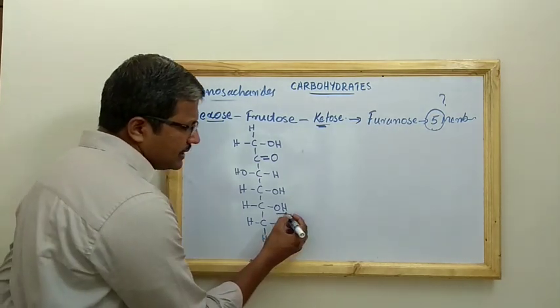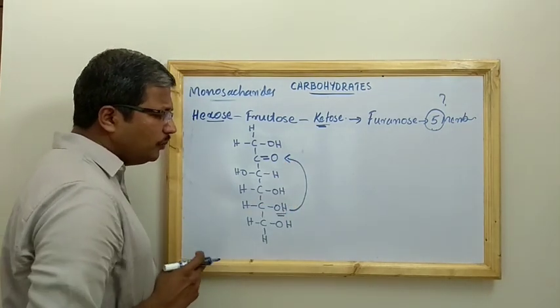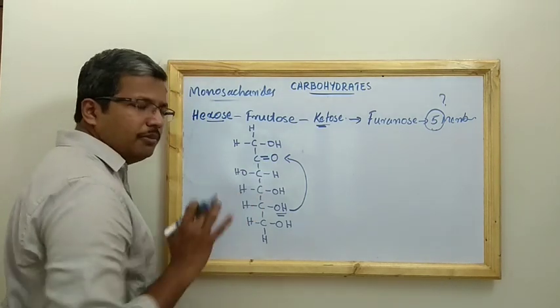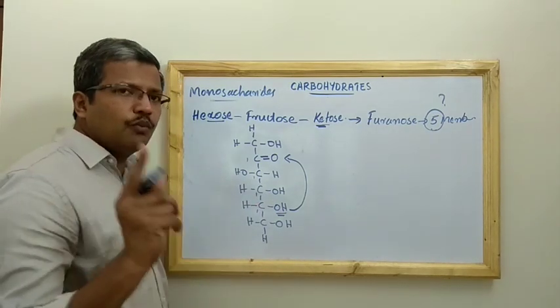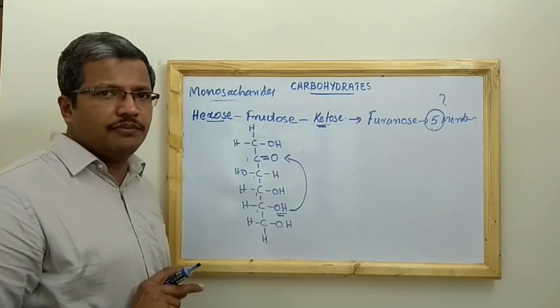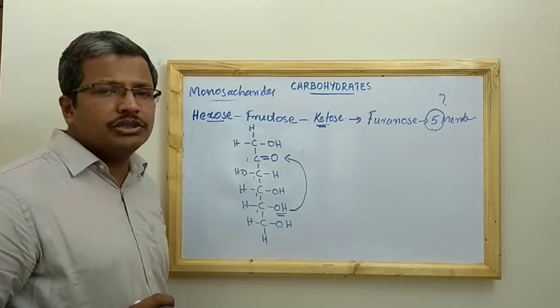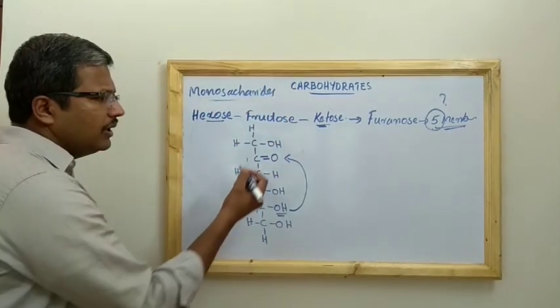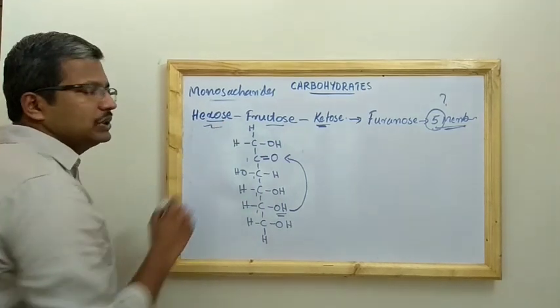We know that the penultimate carbon hydroxyl group is attacking the functional group carbon. So what is the number of carbon in between? 1, 2, 3, 4. And 1 member will be oxygen. So as a result, 4 carbon plus 1 oxygen, it will definitely be forming a 5-membered ring. So that is the reason for the 5-membered ring for the fructose, even though it is hexose.